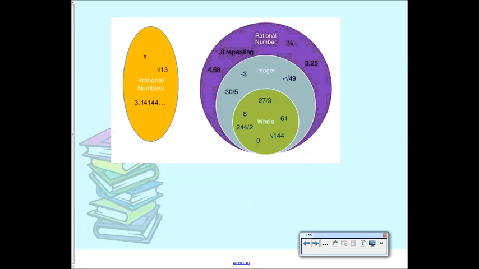Basically, in our 4 groups of numbers, we have whole numbers, which is the smallest group. Integers includes the whole numbers. Rational numbers includes integers and the whole numbers. And then irrational numbers are kind of off to the side by themselves. So keep that picture in mind as we go through what they are.